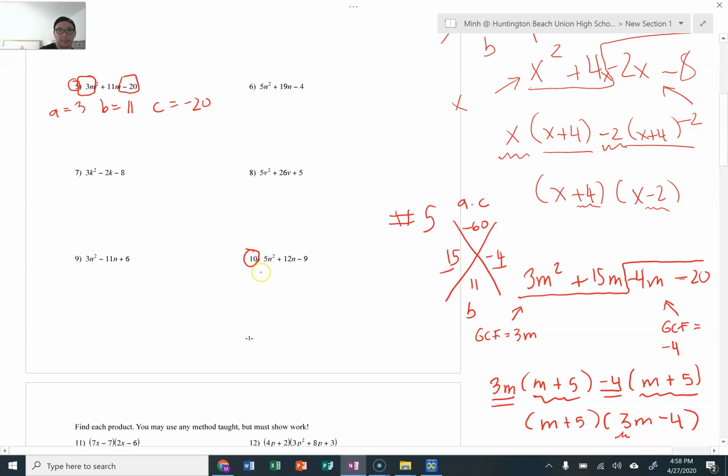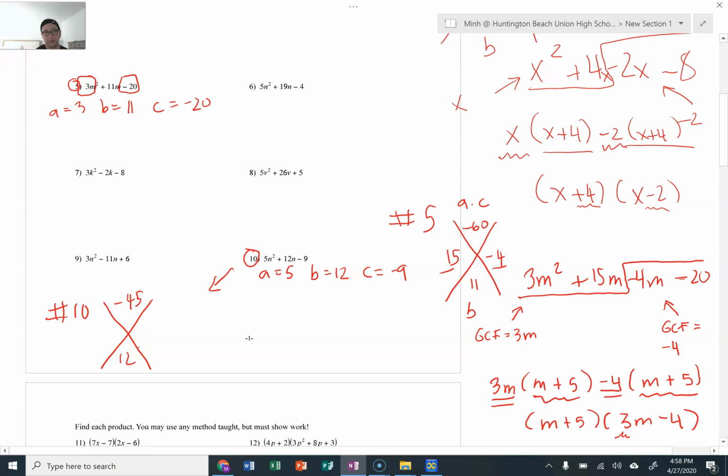All right. Hopefully you paused. So my A for this one is 5. My B is going to be 12. And my C is going to be negative 9. I'm going to create my X puzzle over here. So I'm going to do all the work for number 10. I know it's all over the place right now, but number 10. So when I do my X puzzle, A times C is going to be negative 45, and my B is going to be 12.